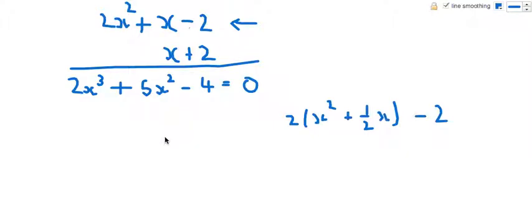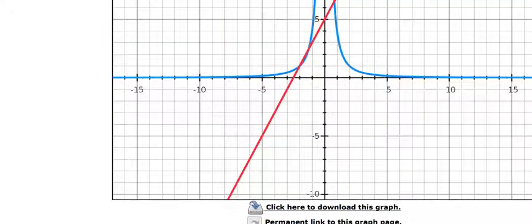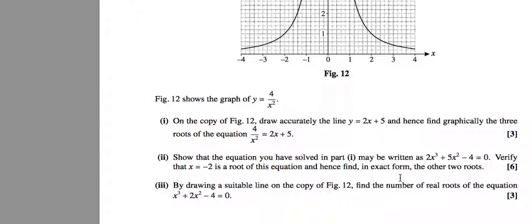Alright, so that's that one. So what's that question? Is there anything else we need to do on it? By drawing a suitable line, find the number of real roots of the equation x cubed plus 2x squared minus 4 equals 0.